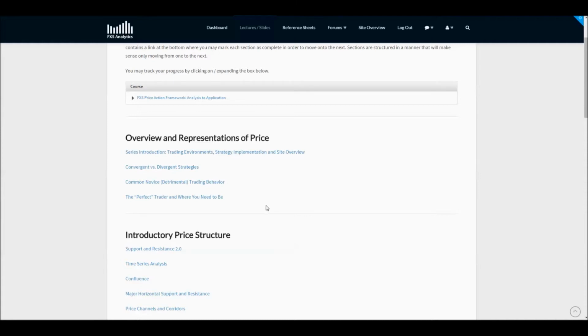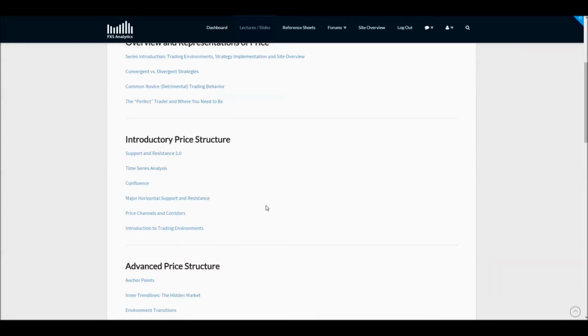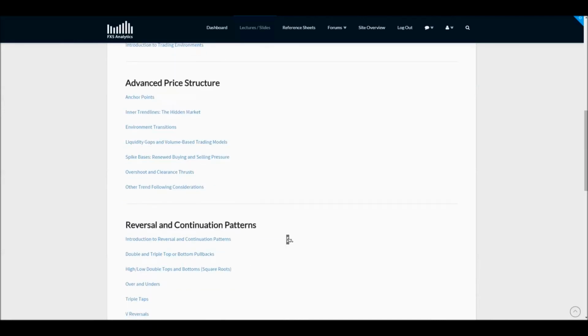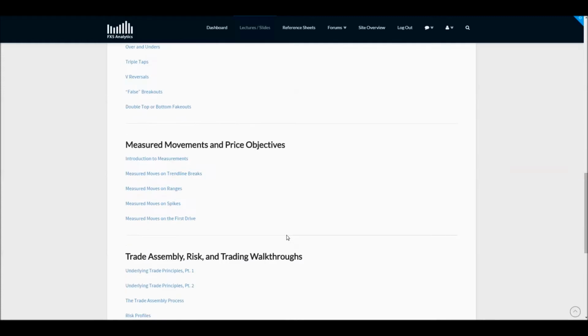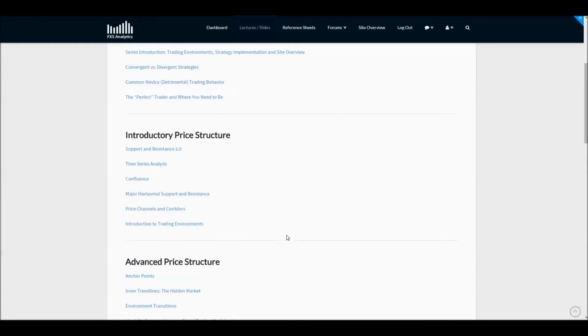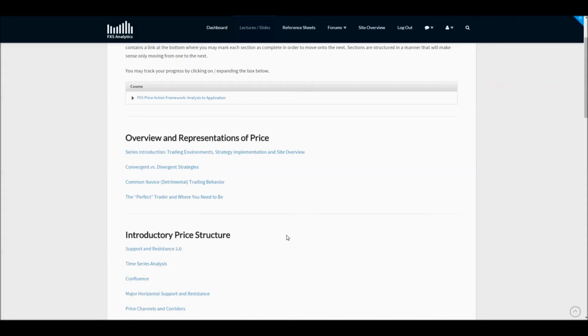But basically we go through overview and representation of price. It's broken down into modules: introductory price structure, advanced price structure, reversal and continuation patterns, measurements and price objective, and then trade assembly and walking through trades. Each video has many charts and many examples, and each video is about 20 minutes in length. The production quality is pretty high, in my opinion.